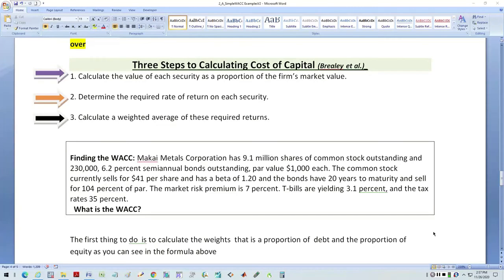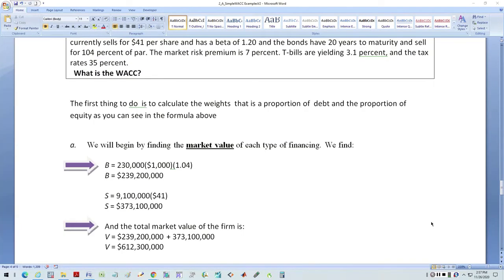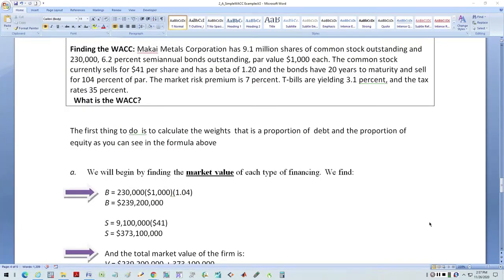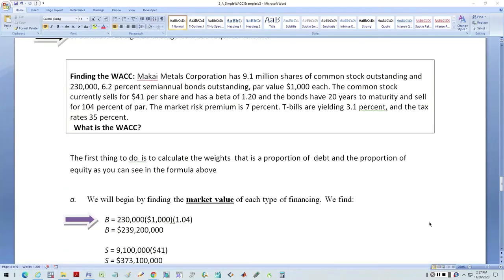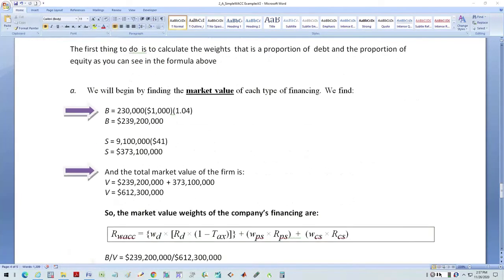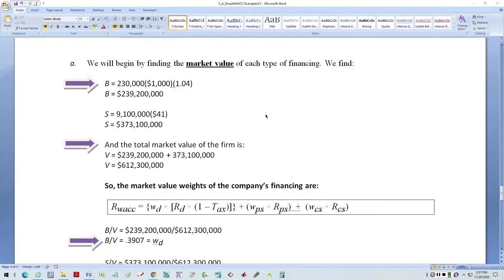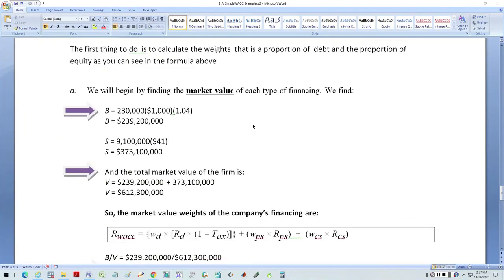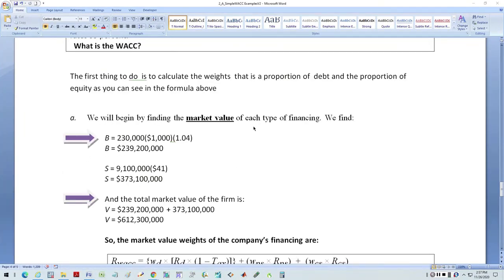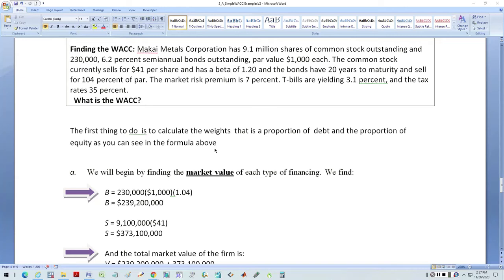So again, step number one, calculate the value of each security as a proportion of the firm's market value. So basically we have to calculate the weights. Let's calculate the weights for bonds and stocks. We don't really have preferred stock here. So we'll begin by finding the market value of each type of financing. The market value of bonds is 230,000 times 1,000 times 1.04, because as you know, bonds sell for a percentage of par, and in this case 104% of par. And there are 230,000 bonds.